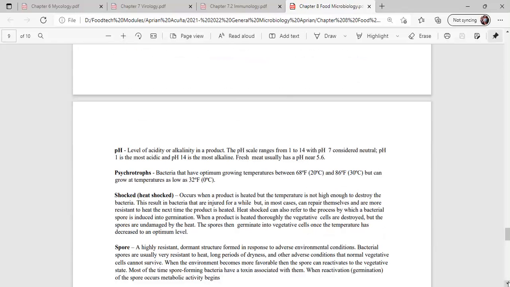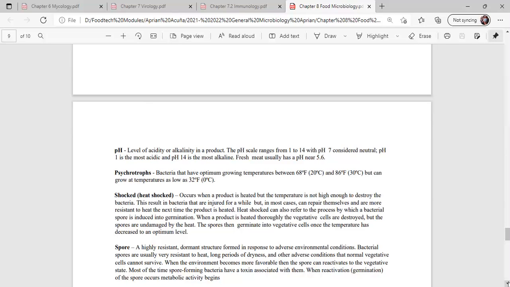Then you have your pH, level of acidity or alkaline in the product. The pH scale ranges from 1 to 14, and 7 is considered neutral, and pH 1 is the most acid and 14 is the most alkaline. Fresh meat usually has a pH of 5.6.